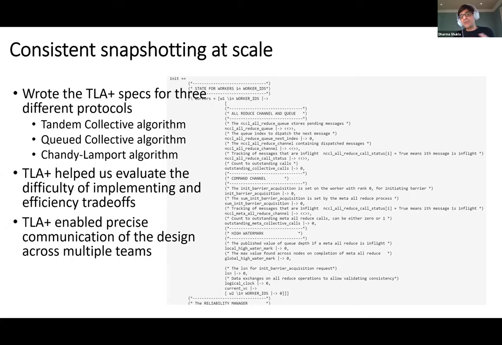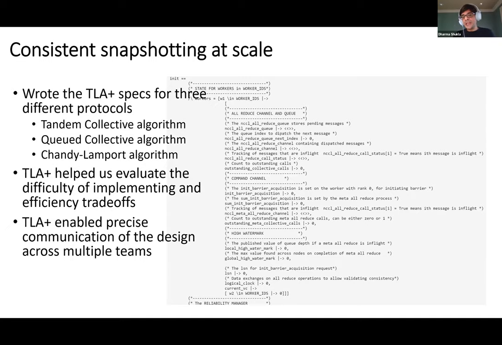And what I learned was that TLA Plus, because we wrote TLA Plus specs for all these three different algorithms, and we debugged the trade-offs, and we found that just by writing these specs it made very apparent the difficulty of implementation or maintaining these three implementations of these algorithms.